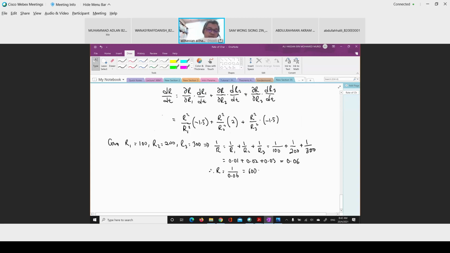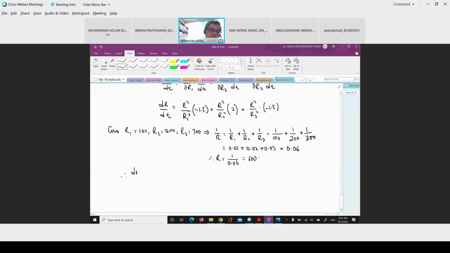So going back to this formula, dr/dt at the given instance, I can factor out r squared here. What is r squared? 600. So 600 over R1, which is 100 squared, times minus 1.5. Then we have 600 over R2, R2 is 200, squared, times 2. And finally, R squared over R3 squared.